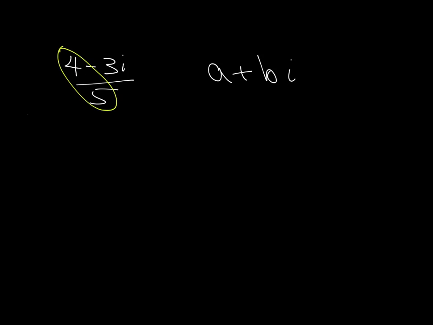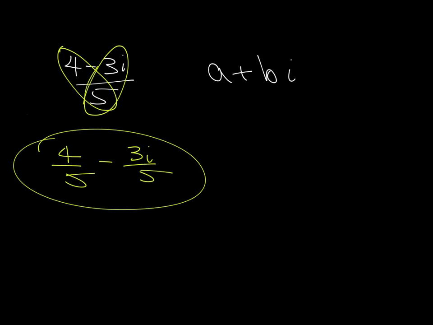And if we want to write it in that form, a plus bi, and we have something like 4 minus 3i over 5, that is not written in the a plus bi form. So we have to split these up. So we have 4/5 minus 3i over 5. Now, it's in this form: the real part, and then the imaginary part. Alright, next part.